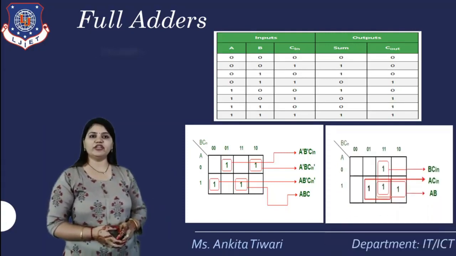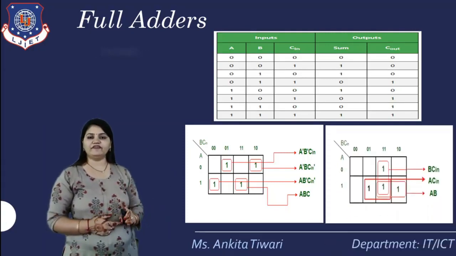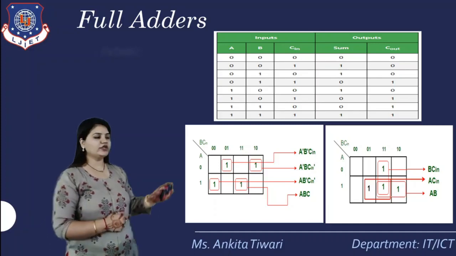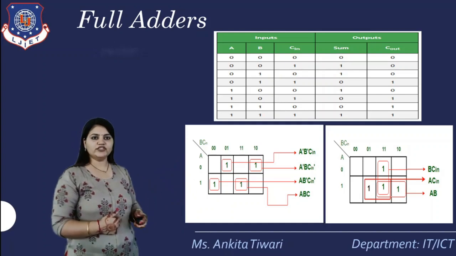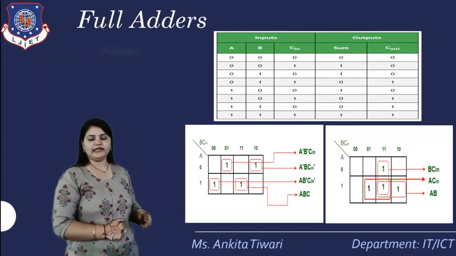The same thing applies for the carry bit also. We'll have 4 values 1 in carry. So here 4 values have been put in. The reduced answer we got as B, C, A, C and A, B.